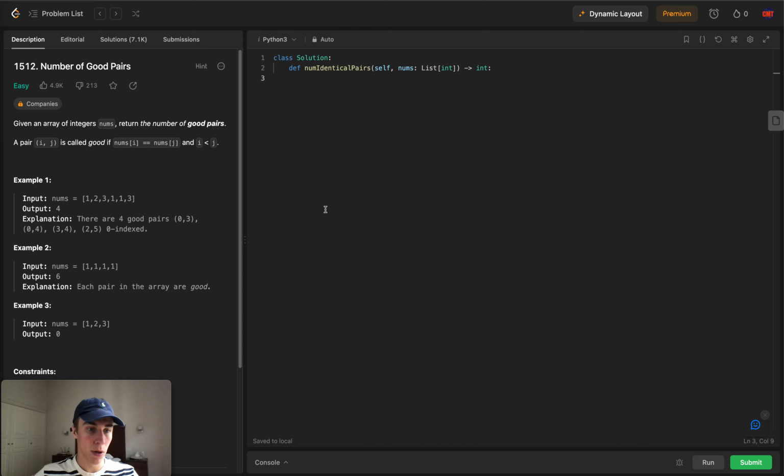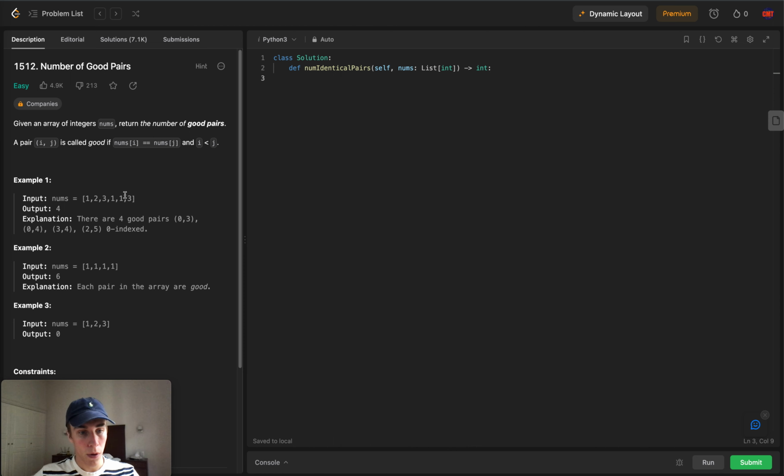let's begin the question. Given an array of integers, nums, return the number of good pairs. A pair, i j, is called good if nums[i] is equal to nums[j], and i is less than j.